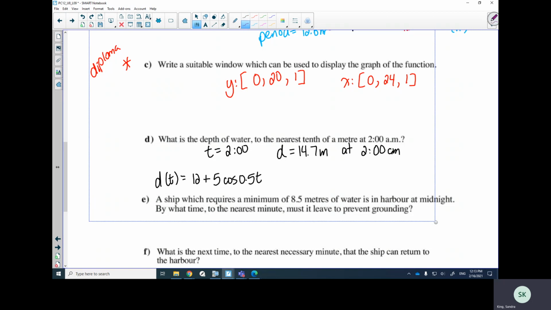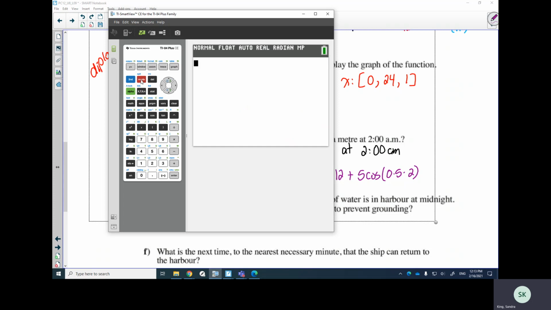If you typed on your calculator the depth at 2 a.m., what we're going to type in is 12 plus 5 times the cosine of 0.5 times 2, when x is 2. If you type this in, we are going to get that 14.7. So let's see if we get that. So if I quit this, 12 plus 5 cosine at 0.5 times 2. This is your other way to get it.